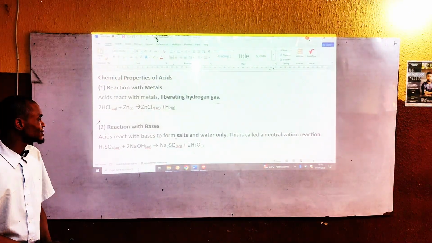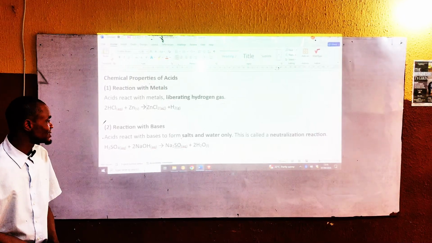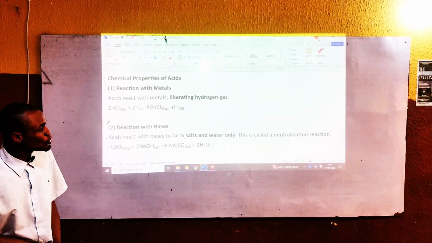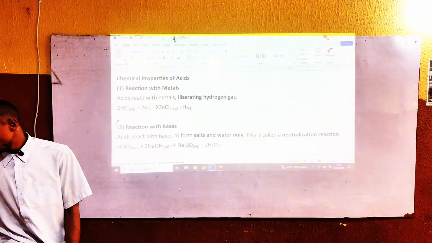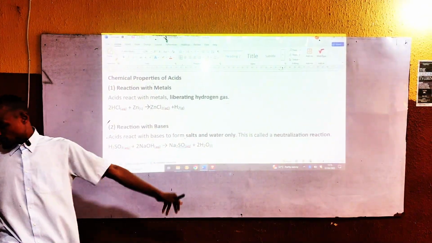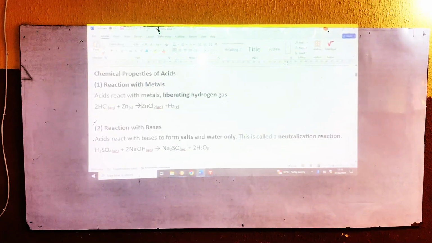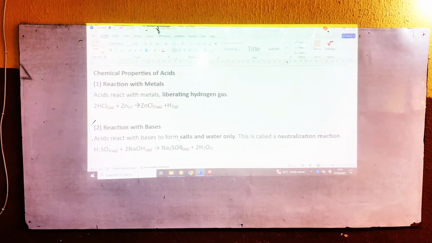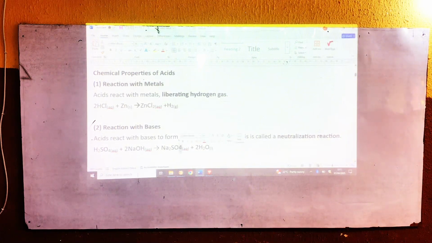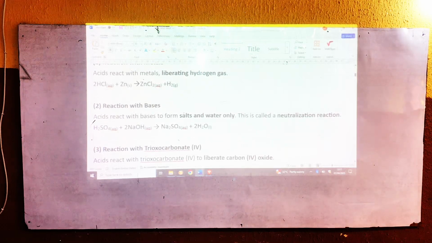Now reaction with base. So acid also, react with what? Base. To form salt and water. This is called what? Neutralization reaction. And this is a salt. Jot down. And that reaction is called neutralization reaction.